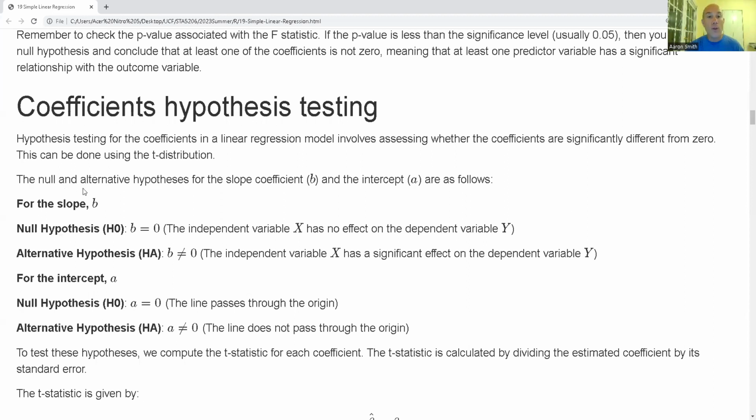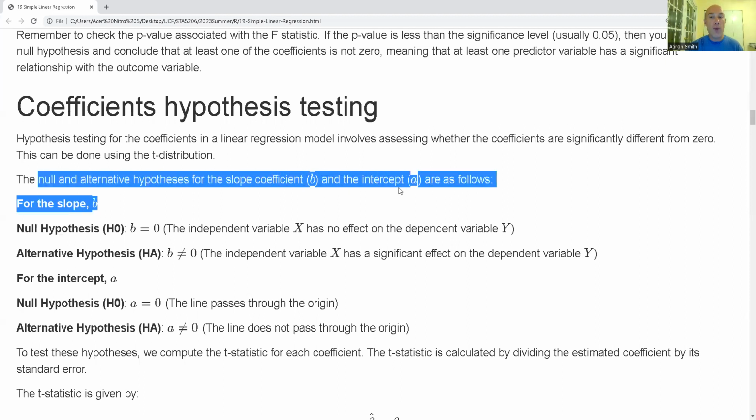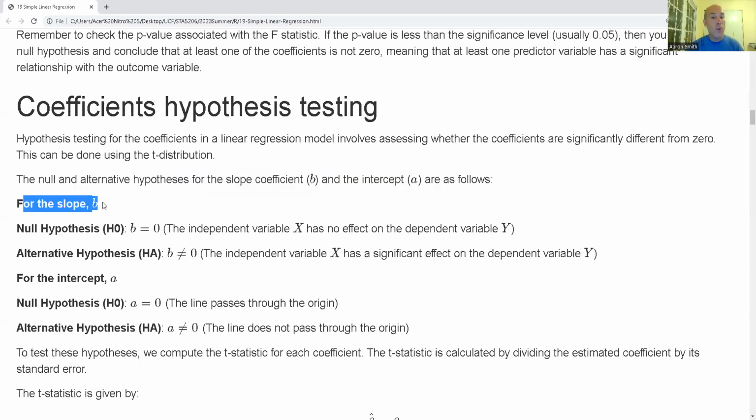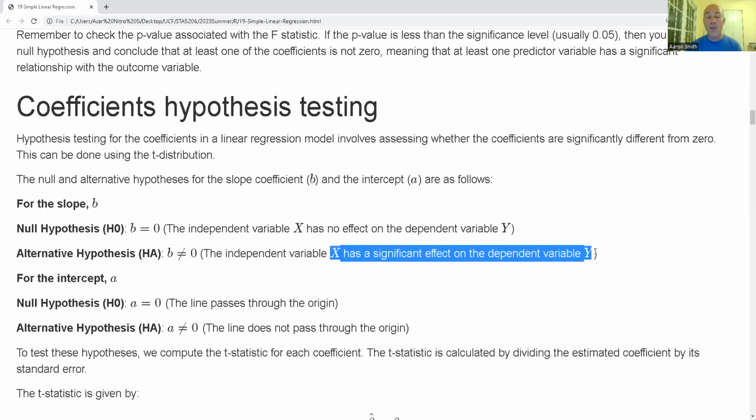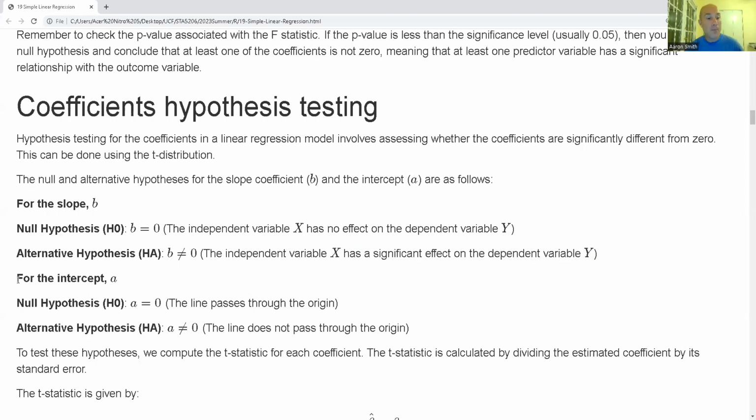All right, so for this coefficient hypothesis testing, the null and alternative hypotheses for the slope and the intercept are as follows. For the slope, the null hypothesis is that b is equal to 0. That is to say that x has no informative value towards y. The alternative hypothesis is that b does not equal 0, which means that x has informative value towards y. For the intercept, our null hypothesis is that a is equal to 0. That is to say that our line passes through the origin. The alternative is that a does not equal 0 and the line does not pass through the origin.